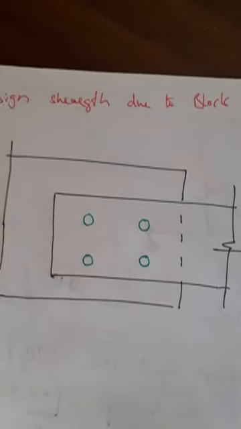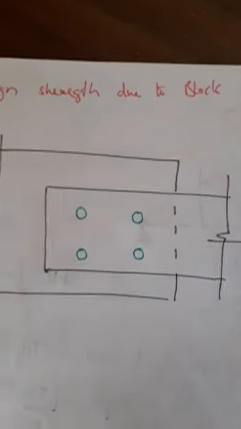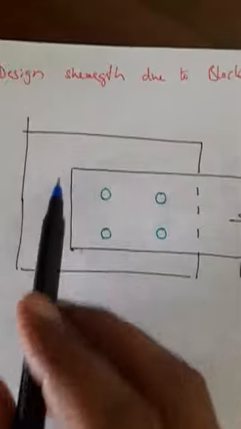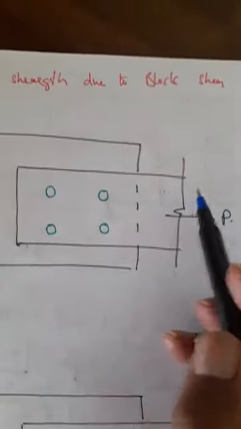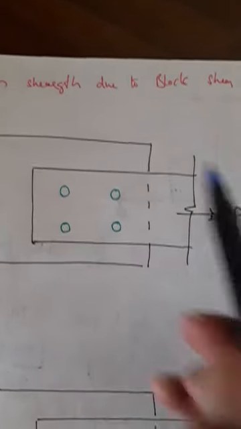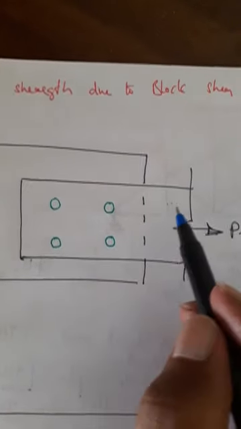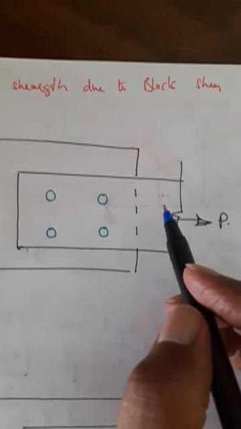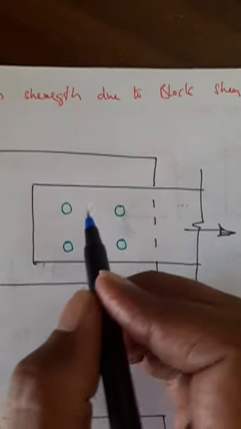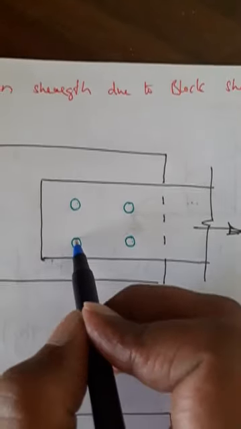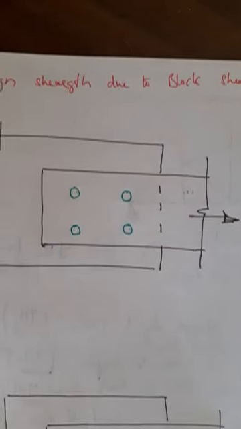Now, the third case of failure is called failure due to block shear. So it may happen that suppose this is a gusset plate. You are connecting this member, load P is acting, so this member is a tension member. So at the connected end, failure of tension may occur along a path where there is shear along some distance and there is some tension along some part of the joint. So this type of failure is called block shear.